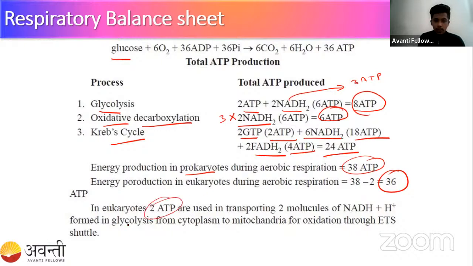Where are the 2 ATP molecules spent in eukaryotes? By transportation. The transportation process happens from our cytoplasm to our mitochondria. For that, we utilize 2 molecules of ATP. So what is being transported from cytoplasm to mitochondria? NADH, correct? So that is where we lose 2 of the ATPs. Okay, clear?